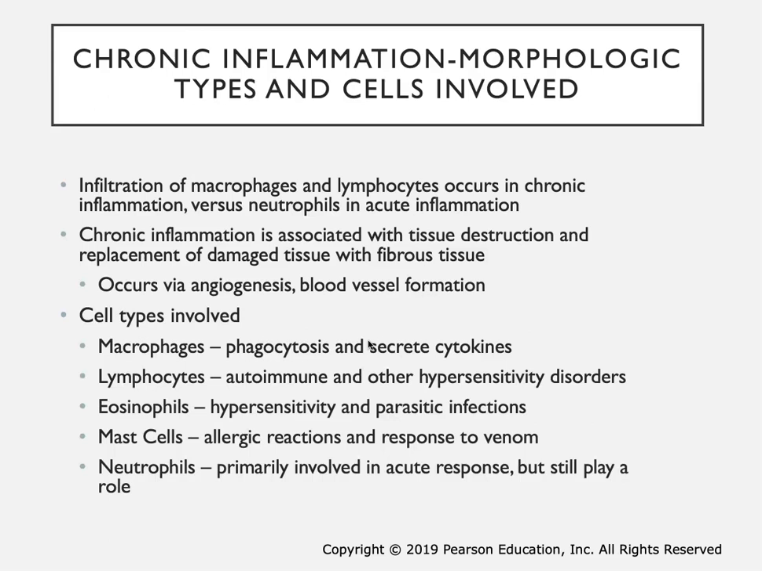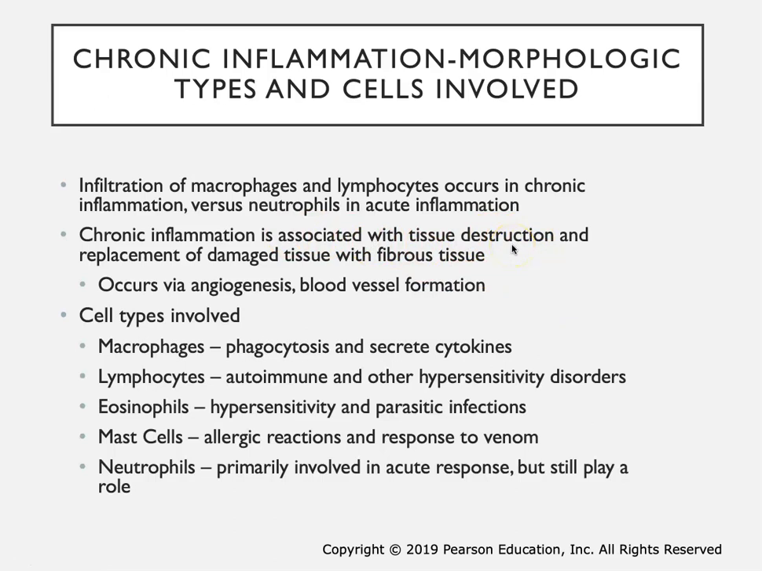Remember, for the acute, when we were talking about the morphologic types, we talked about serous inflammation, fibrinous inflammation. For chronic, we're not going to have those examples to talk about, okay? So this is really pertaining to the morphologic type. So infiltration of macrophages and lymphocytes will occur instead of neutrophils in acute inflammation. And it will be associated with tissue destruction and replacement of that damaged tissue with fibrous tissue, okay?